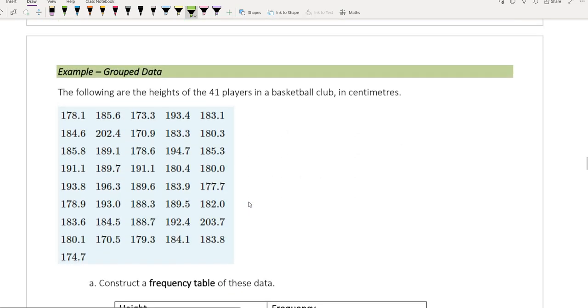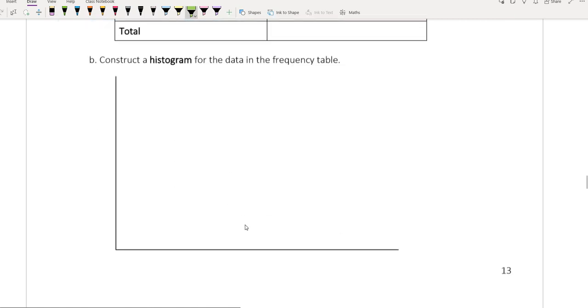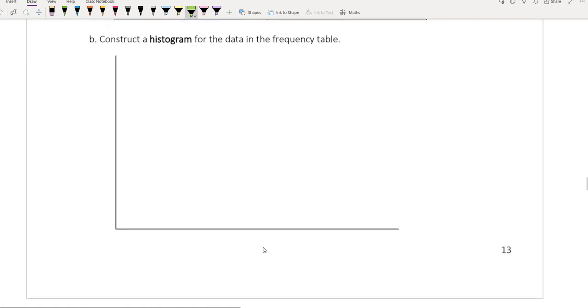Now this next one, we're given this data. This data looks crazy. It's not even ordered. Very ugly, but we can still use it obviously. This is about the height of basketball players, in centimeters, there's 41 players. There's a lot to count. Given that it's not in order, we need to order them, put it into this frequency table, and then do a histogram.